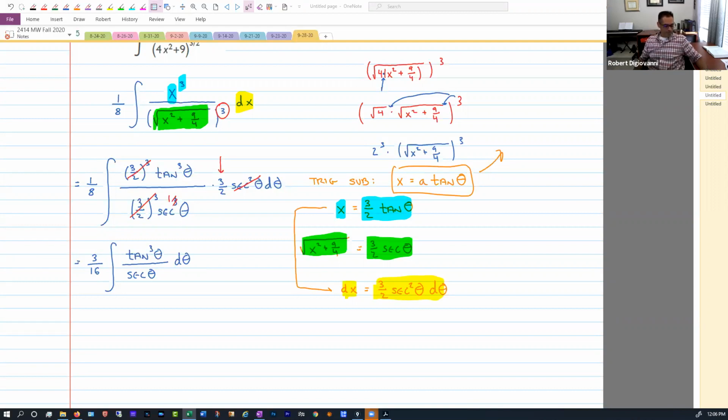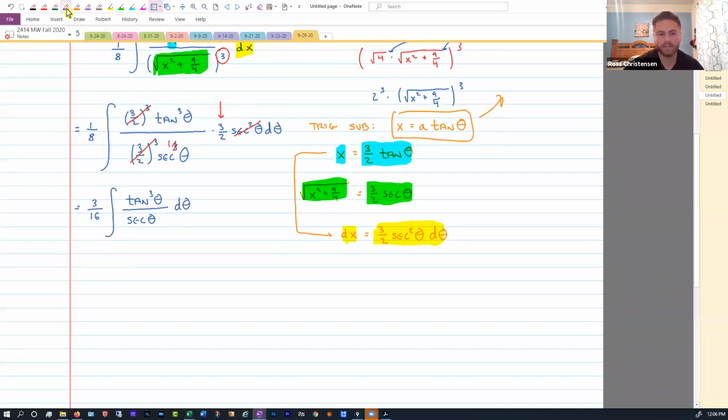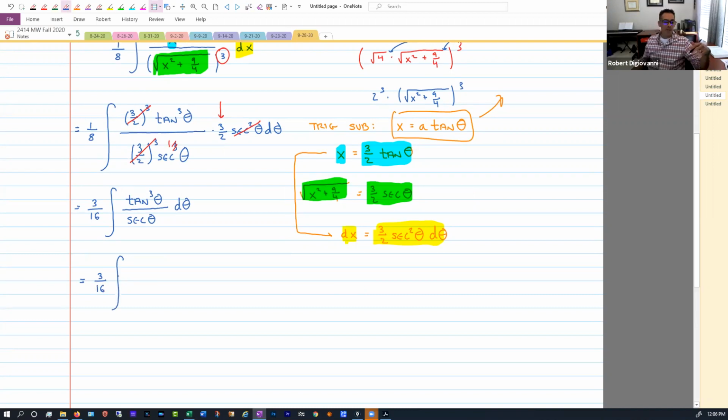What would you do? I mean, you could make tangent into sine and cosine since you have secant on the bottom. Yeah, I like that idea. I like what we did earlier. We've got tangents and secants split up, numerator and denominator, so let's just get everything to sine and cosine. So we'll go sine cubed theta over cosine cubed theta. That's tangent cubed. And then over secant theta, which is 1 over cosine theta, d theta.